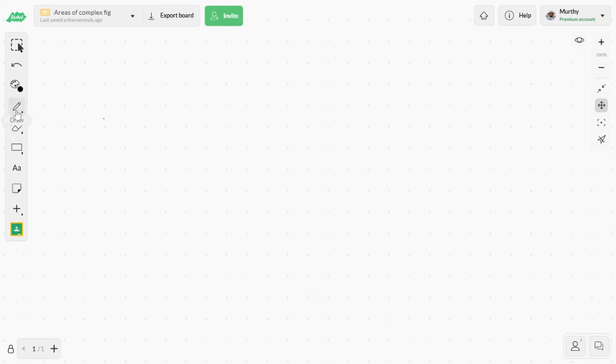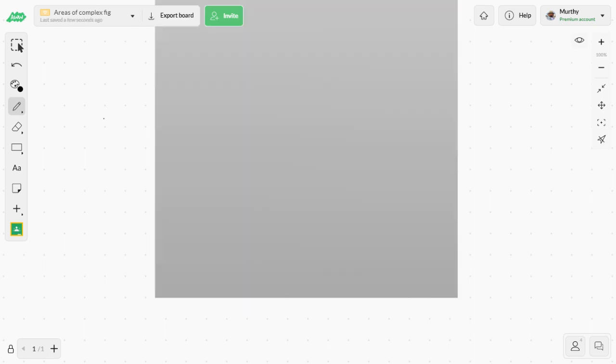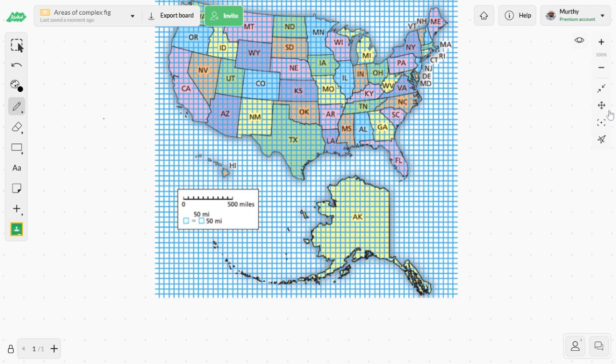Well, in today's class, I'm going to explain areas of complex figures. What do complex figures mean? First of all, let me copy a picture. This is the picture, the map of United States.